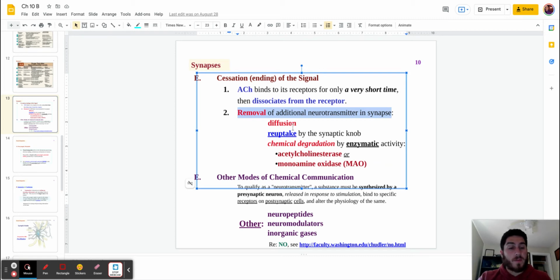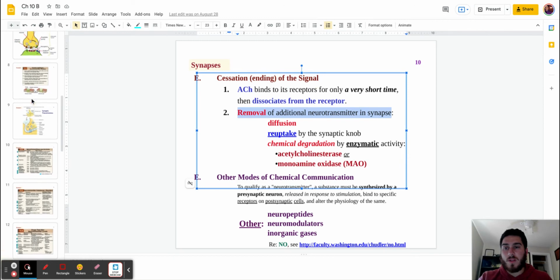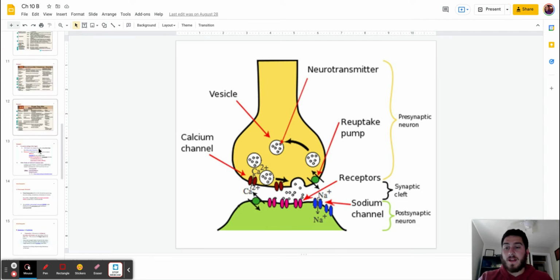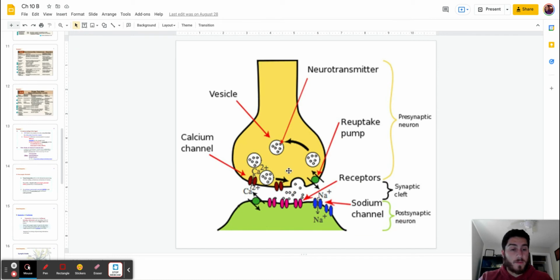We can reuptake these neurotransmitters. You may have heard of this term before because of different medications. Reuptake means that at this time there's neurotransmitters in the synapse. When we're done and they release from the receptors, they are going to be reuptaken into the presynaptic terminal. That's reuptake, and it's done by diffusion. The second option is we can destroy them. We could break them down.